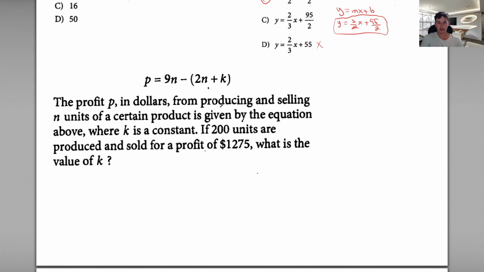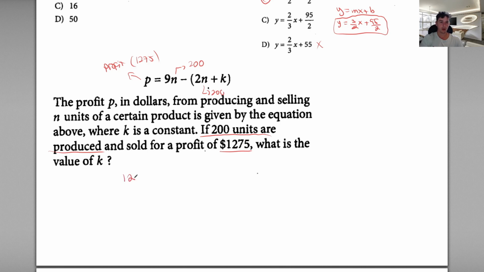The profit P in dollars from producing and selling n units of a certain product is given by the equation above, where k is a constant. If 200 units are produced and sold for a profit of 1,275, so this is profit, which they're telling us is 1,275, and n is the number of products produced, so that's 200. They're going to be asking us to find the value of k, probably. What is the value of k? So we just plug it in and find the value of k.